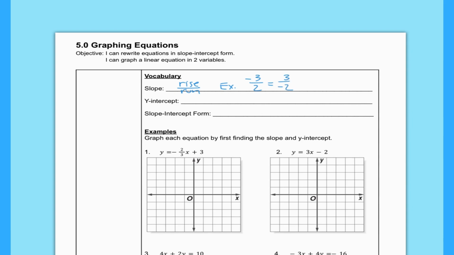So if you're at the top or the bottom of a graph and there's not room to go up or down, you can use the equivalent slope. And then the y-intercept, it's on the y-axis. And we're going to start at this point to graph. And then slope-intercept form is y equals mx plus b. M is our slope, and b is our y-intercept.